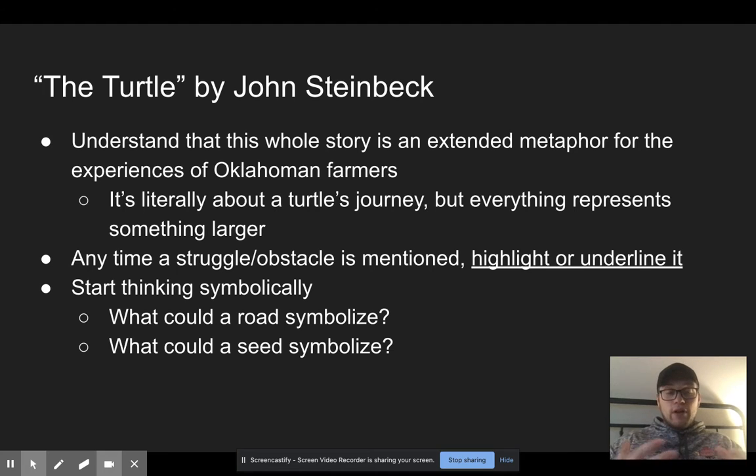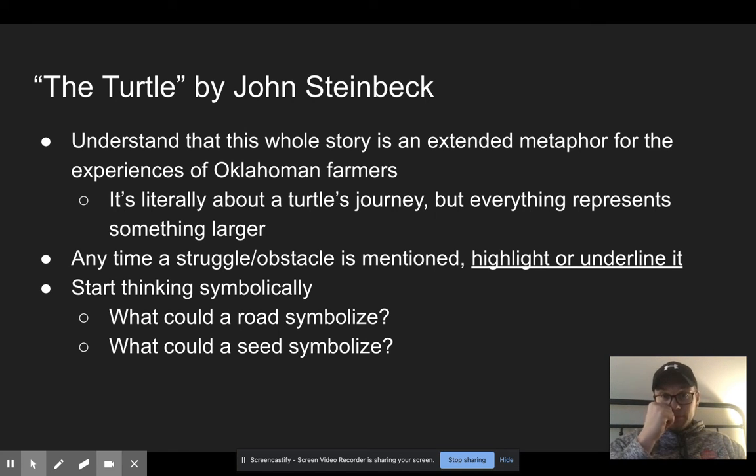So we talked a little bit about this. But again, this is an extended metaphor, and it's about the experience of Oklahoman farmers traveling west. Literally, it's about a turtle's journey, but everything represents something larger. It talks a lot in detail about the struggles and the obstacles that the turtle faces. But we're not just going to read those things as they appear. We're going to try to connect meaning to those obstacles and specifically what they might be attributed to during that journey of farmers trying to travel west.